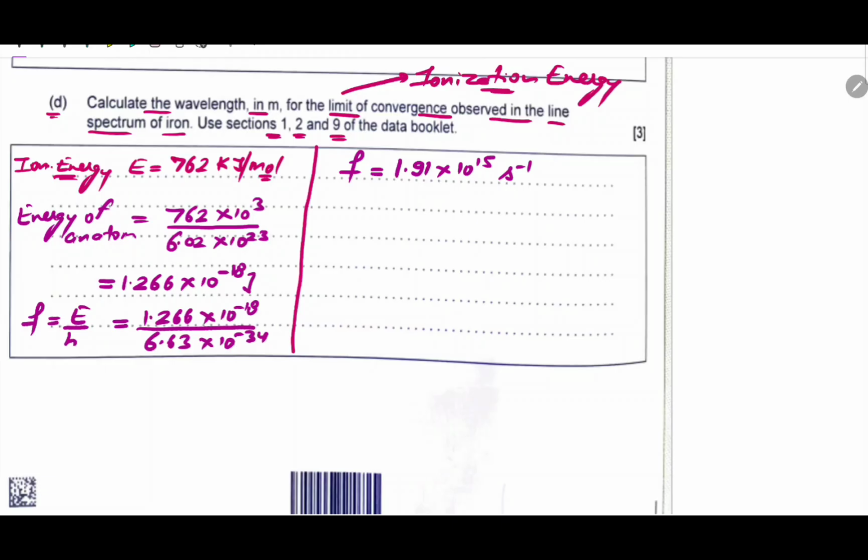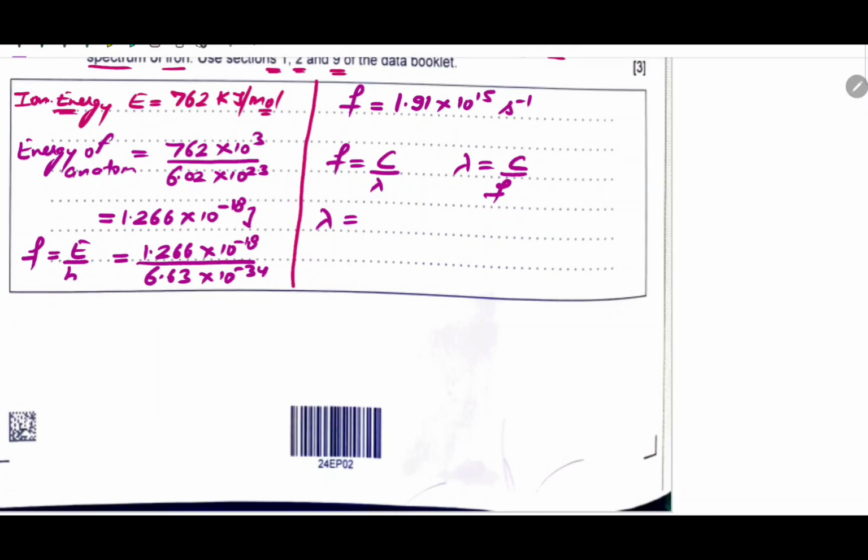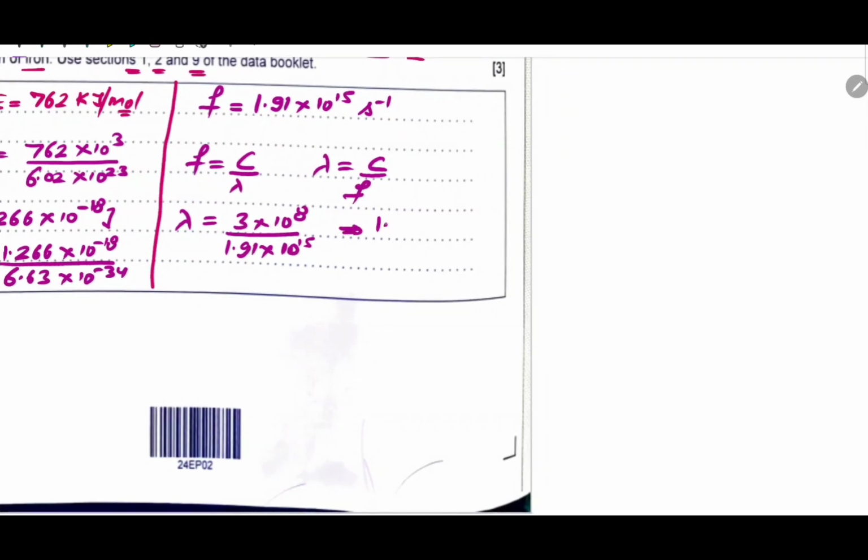Now I have to calculate the wavelength. We know that f equals c by lambda, or lambda is equal to c upon f. The wavelength equals c, the speed of light, 3 into 10 to the power 8 meter per second, upon the frequency, 1.91 into 10 to the power 15 per second. Then lambda comes out to be 1.57 into 10 to the power minus 7 meters. That will be my answer for this question.